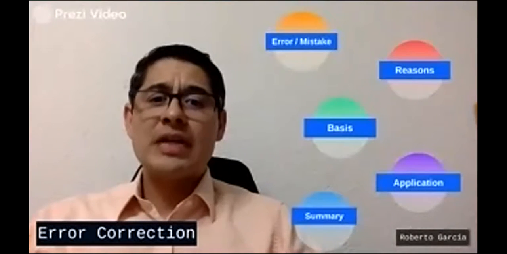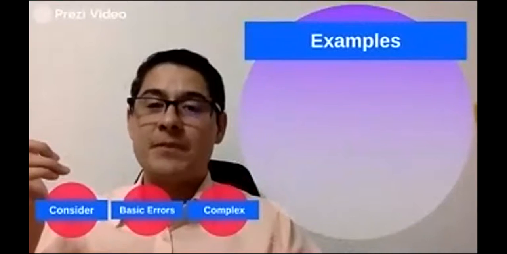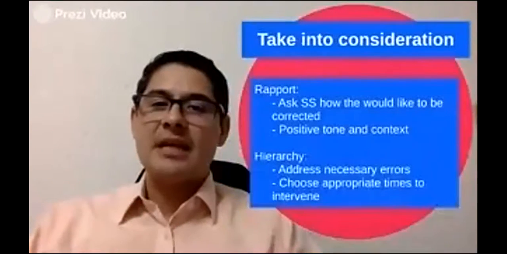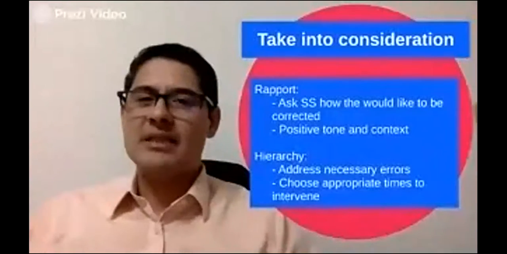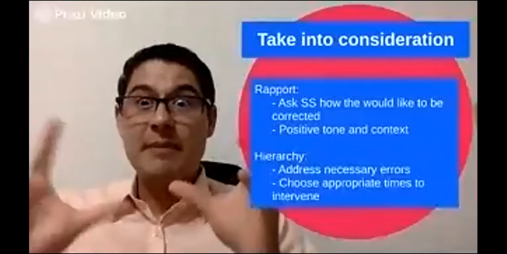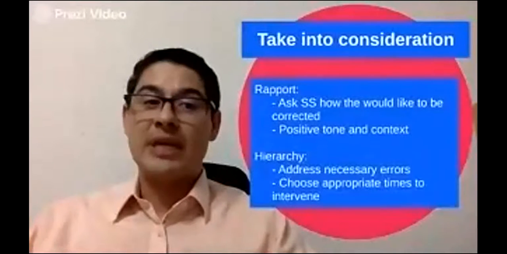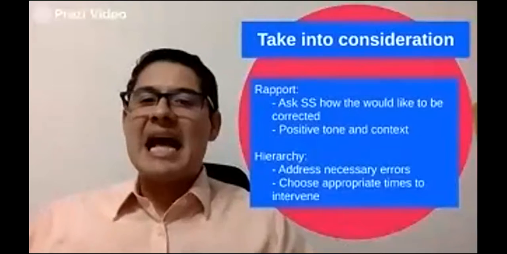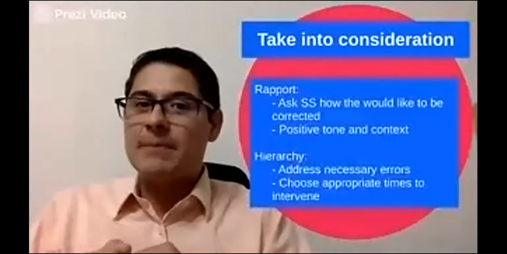So now let's look at some ways to apply this. Let's look at the application. Let's look at the examples, but first, let's consider that in order to have a positive error correction feedback moment with your students, you firstly have to have created positive rapport. The rapport has to do with how the students feel with you correcting them.